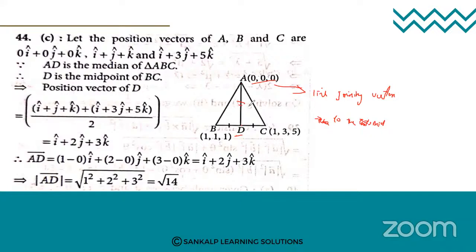Now this median is a straight line which is passing through 2, 0, 0 and D, and we have calculated the D coefficients as 1, 2 and 3. So AD is equal to, on simplifying, i cap plus 2j cap plus 3k cap. So mod of AD, when we take the modulus value, is equal to root 14. So option C will be the right answer.